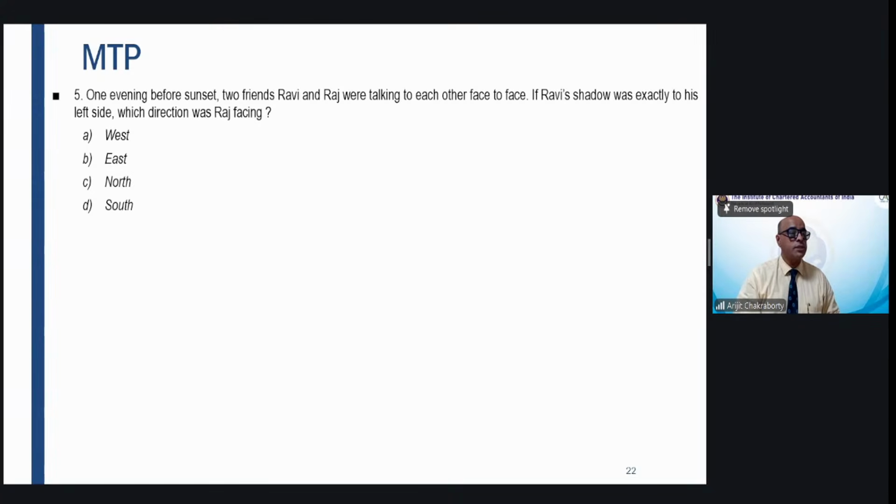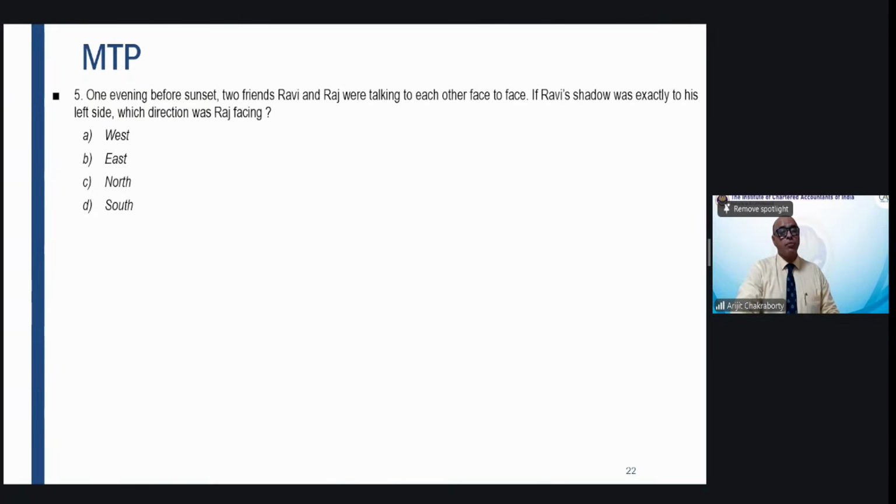One evening before sunset, two friends, Ravi and Raj, were talking to each other. That means now the sun is towards the western side, to your left. Two friends were talking face to face, so the angle between them is basically 180 degrees. They are facing towards each other.